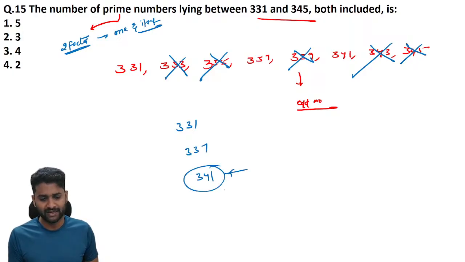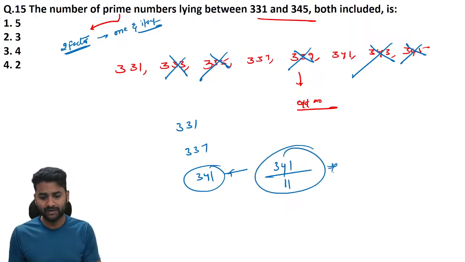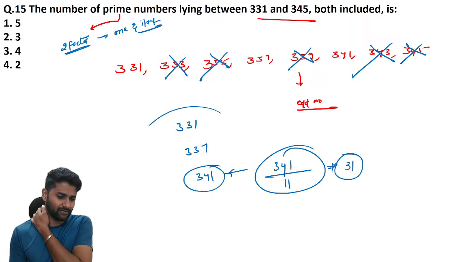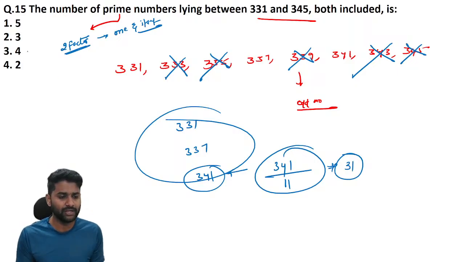Let's check 341. So 341 is exactly divisible by the 11 table. See, a few numbers are divisible by prime numbers only. So 11 into 31, 11 into 1 is 11. It's 341. That's why between 331 and 345, there are only two prime numbers.